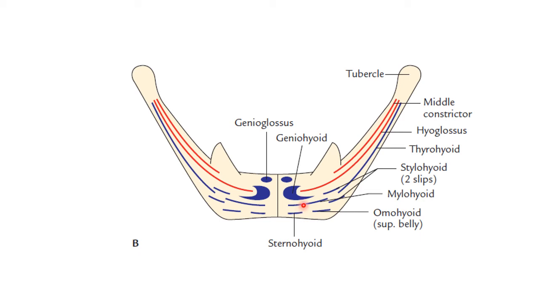Among the infrahyoid muscles, the thyrohyoid, the omohyoid and the sternohyoid are attached to the hyoid bone. Among the ligaments, the stylohyoid ligament, the thyrohyoid membrane and the hyoepiglottic ligament are attached to the hyoid bone.